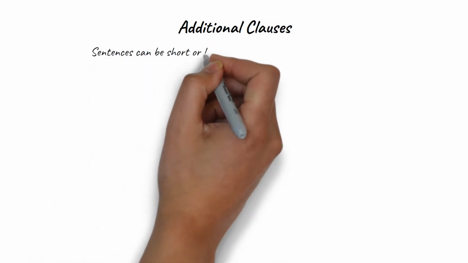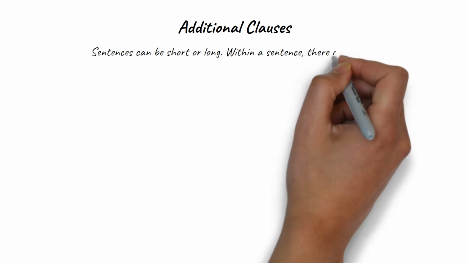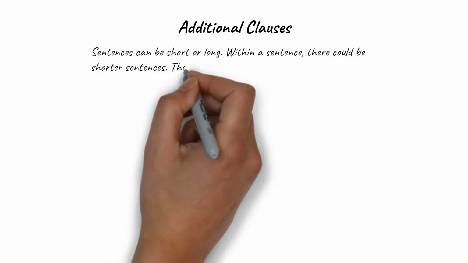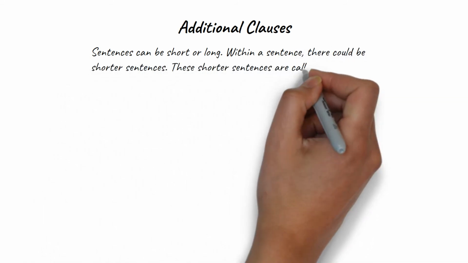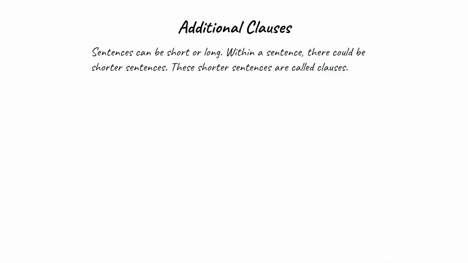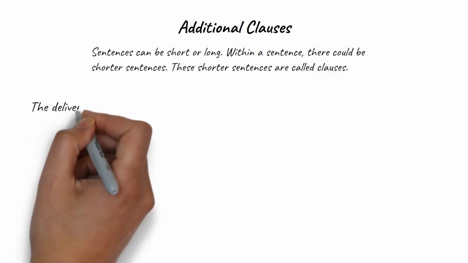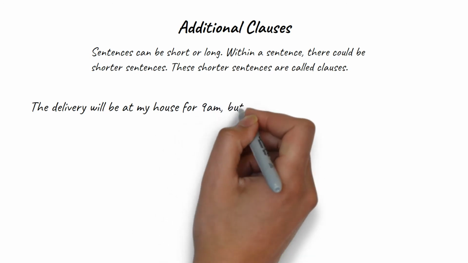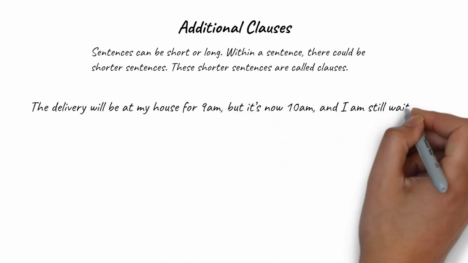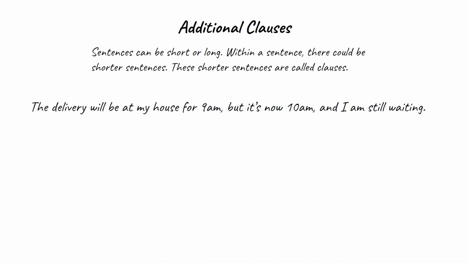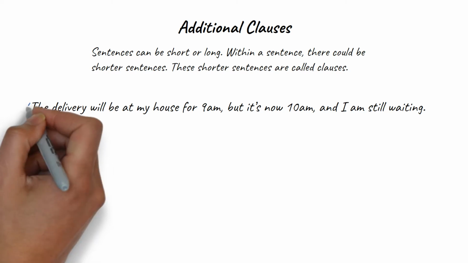Additional clauses. Sentences can be short or long. Within a sentence, there could be shorter sentences. These shorter sentences are called clauses. The delivery will be at my house for 9 a.m. It's now 10 a.m. and I am still waiting. Here we have 3 clauses.